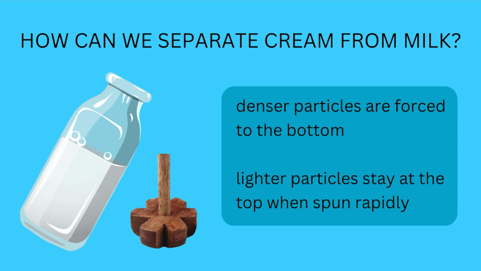So centrifugation works on the principle that denser particles are forced to the bottom of the vessel and lighter particles stay at the top when spun rapidly. So when you spin the particles of milk rapidly with the churner, the denser particles are forced to the bottom of the vessel and the lighter particles, which is water, just stay above. Now in this case, you would be able to take the water away or take the fat content away. So this way you can separate the cream from milk, and this is what we call centrifugation.